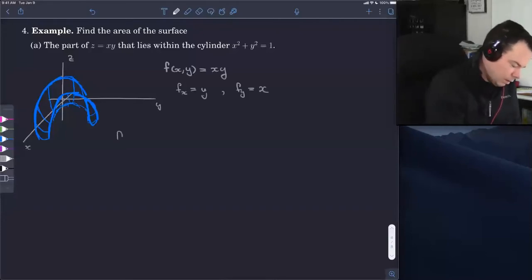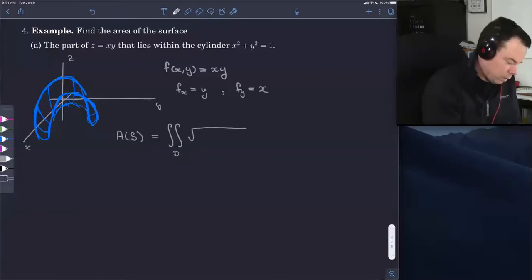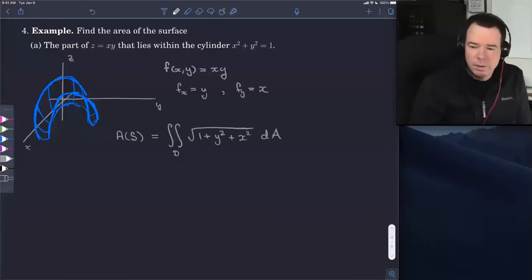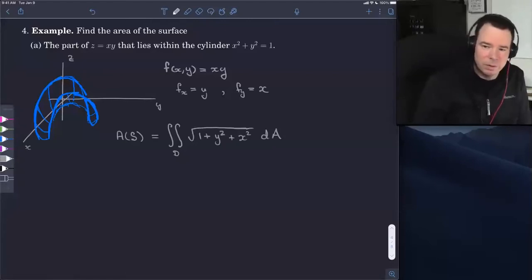And then to get the area of the surface, we are going to integrate over the particular region that we're interested in of the square root of 1 plus the x derivative squared plus the y derivative squared dA. So there's our integral. We need to figure out what is that region D that we're integrating over.